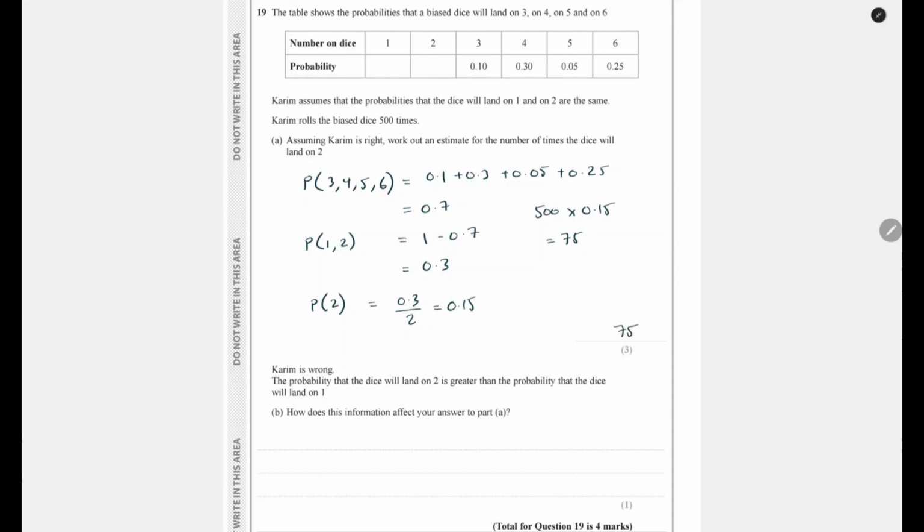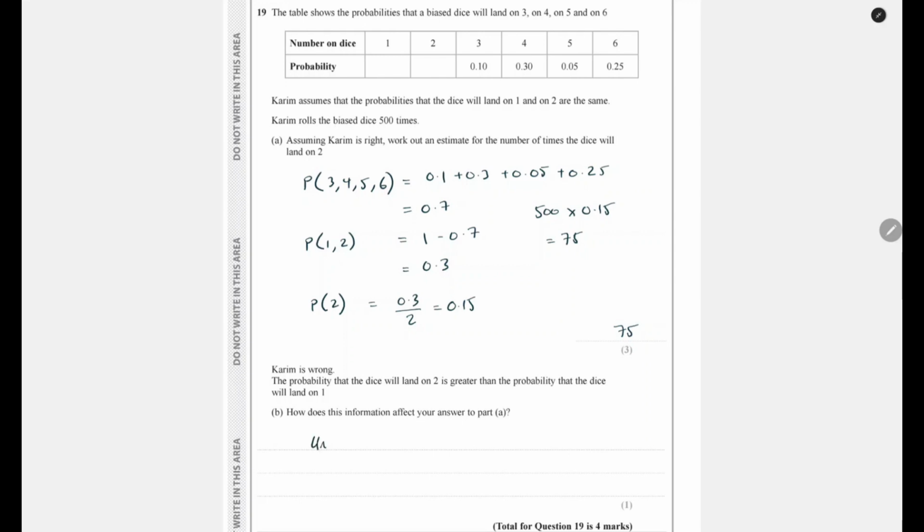Part B says Kareem is wrong. The probability that the dice will land on 2 is greater than the probability that the dice will land on 1. How does this information affect your answer to part A? Well, if the probability that it will land on 2 is greater, that means the probability that we worked out in the first question, i.e. that the dice will land on 2 75 times, is an underestimate.